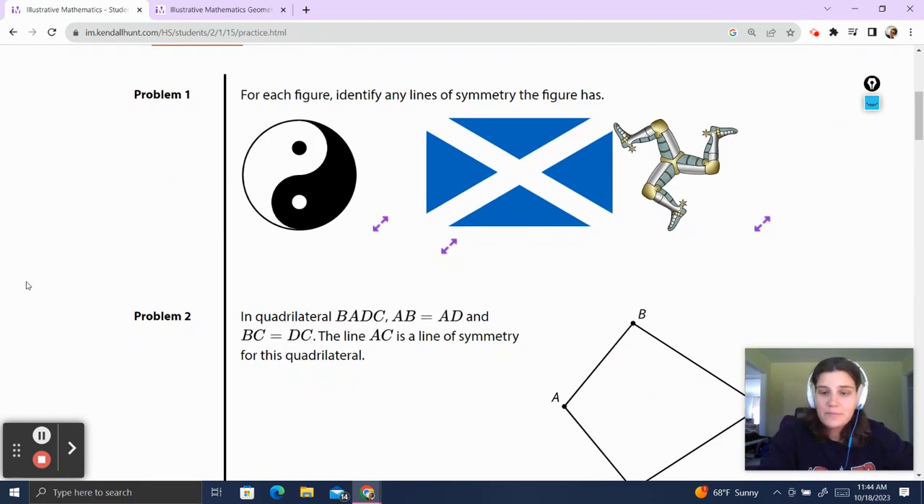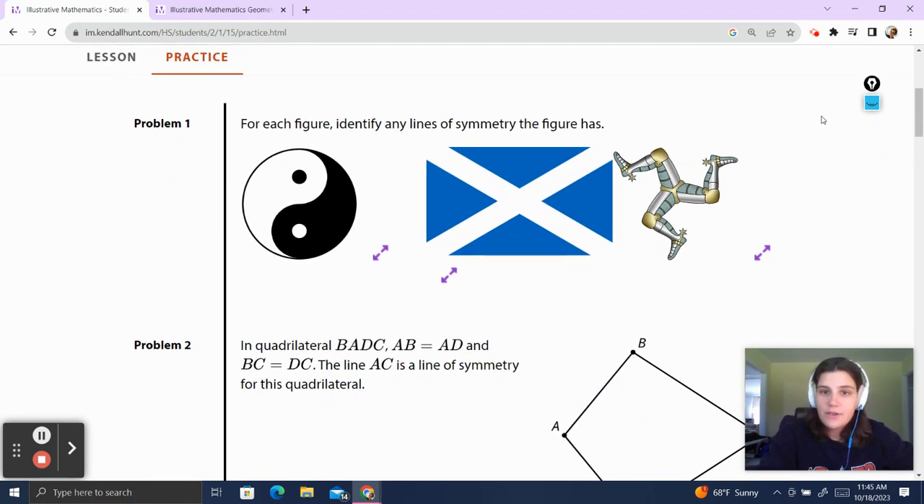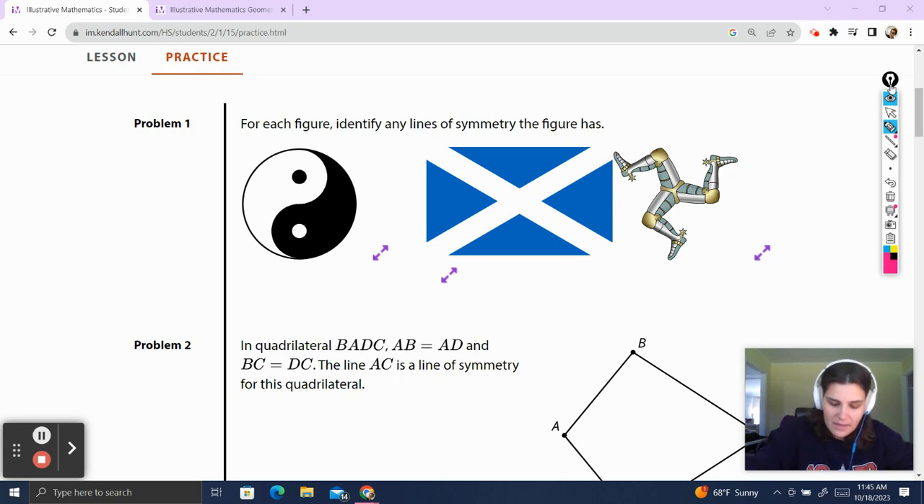Let's get started. Problem 1. For each figure, identify any lines of symmetry the figure has. Now, lines of symmetry is a concept that you might recognize from earlier grades. And what it basically means is, can we fold the figure in half in any direction so that the figure lines up exactly on itself?